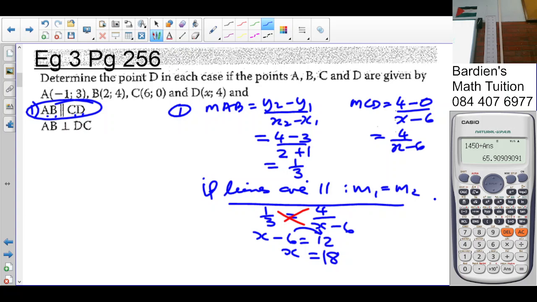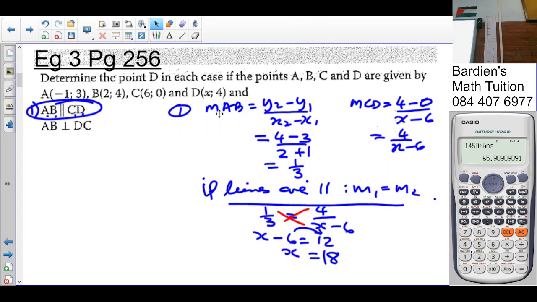Do you guys understand? So let's look at it again. AB is parallel to CD. Lines are parallel, gradients are equal. I work out the gradient of AB and I work out the gradient of CD in terms of x. I then say, if lines are parallel, gradients are equal. The first gradient is a third, has to be equal to the second gradient, which is 4 over x minus 6.